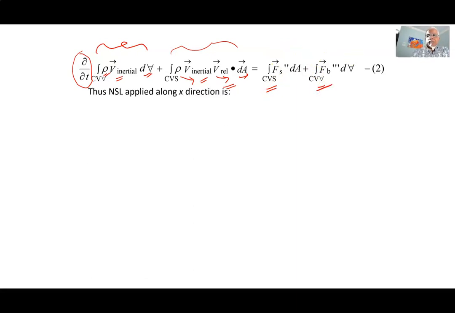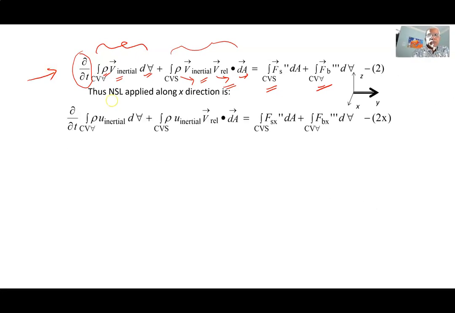So if this is written in vector form, and I want to apply it to, say, Newton's second law along the x direction in a Cartesian coordinate system, all I need to do is, wherever V inertial appears, I take the x component of that. We give that the symbol little u, u inertial. Same thing over here, u inertial. The right hand side, these are vector quantities. Over here, I just take the x component of those vector quantities, right? So I'm going to label this equation as equation 2x, indicating it's Newton's second law applied in the x direction. Similarly, one can write down Newton's second law in the y or z direction, right?